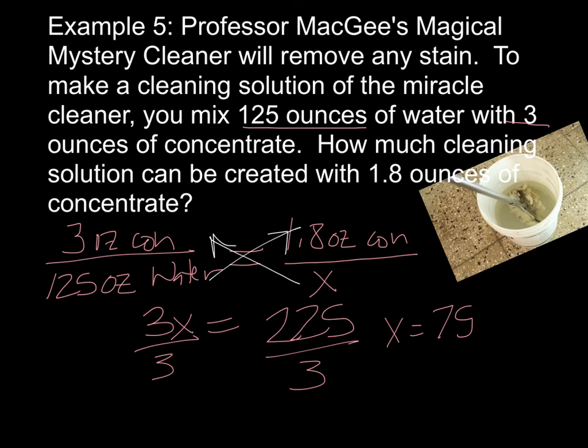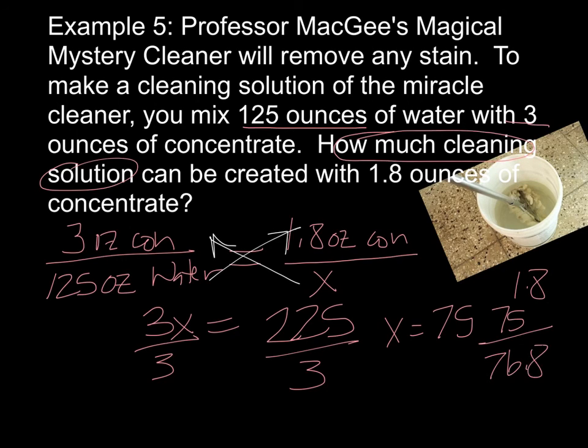But this doesn't solve our final problem, because what we're trying to find out is how much total cleaning solution. We know we have 1.8 ounces of concentrate. Now we add the 75 ounces of the water, and we get a total amount of 76.8 ounces of total cleaning solution.